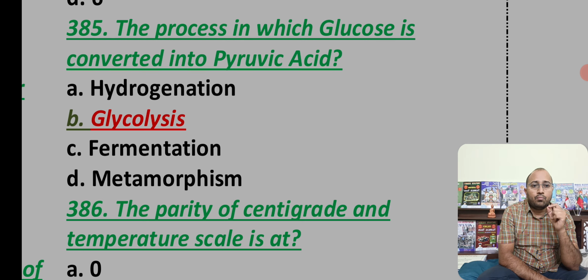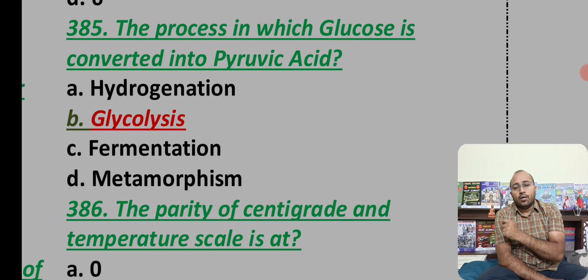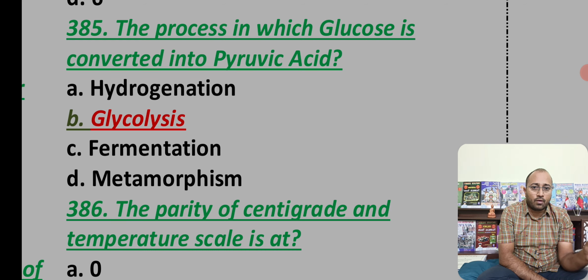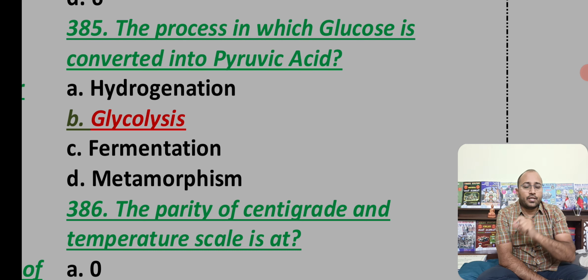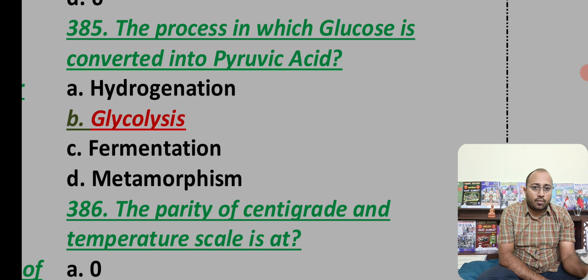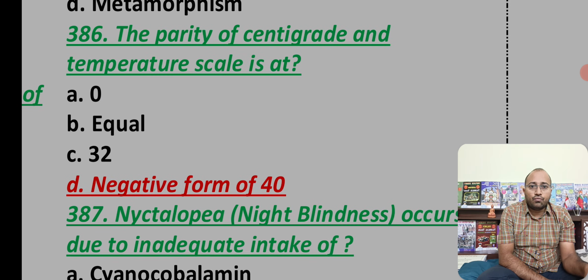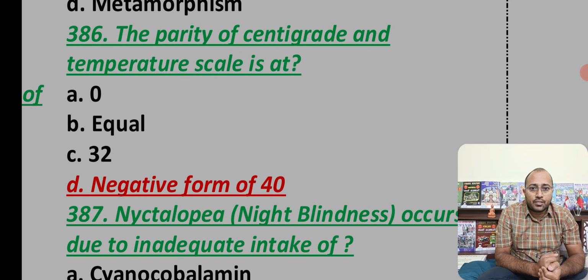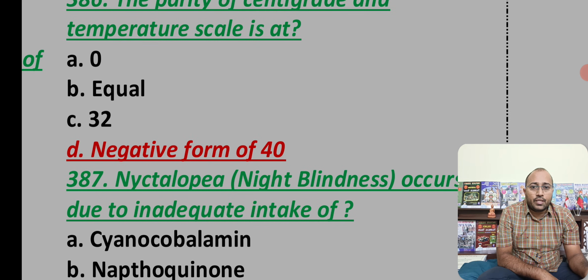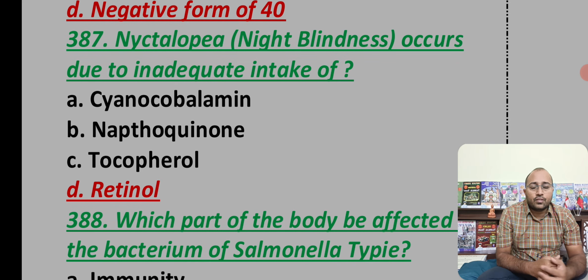When it comes to the fermentation process, an example is milk into curd. Metamorphism, making coal into diamond, is known as metamorphism. In the hydrogenation process, you know that vanaspati oil is converted into vanaspati ghee. Next we have the parity of centigrade and Fahrenheit temperature. As I told, negative 40 is the point where they are equal, and 0 degree is the starting figure of centigrade.